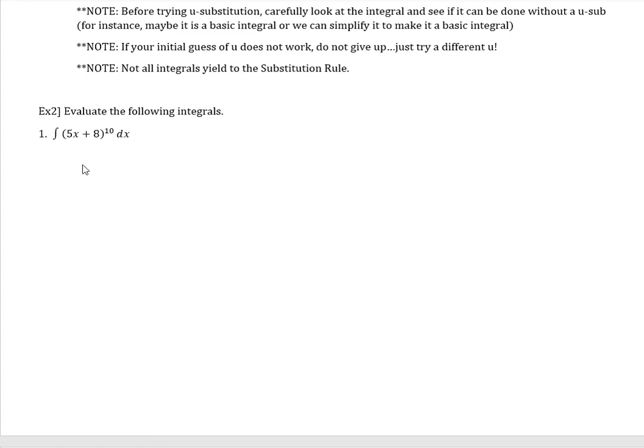Chances are if you have an algebraic expression, we want to make that algebraic expression into u. So I want to do u is 5x plus 8. And then as soon as you decide what your u is, you want to find your du. So our du would be 5. And then again, remember to attach dx once you do the derivative, or d whatever the letter is. Okay, so we have du is 5 dx.